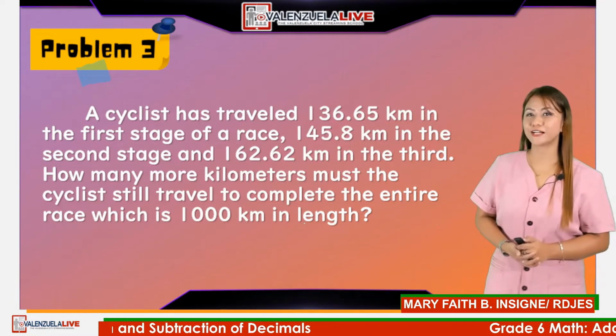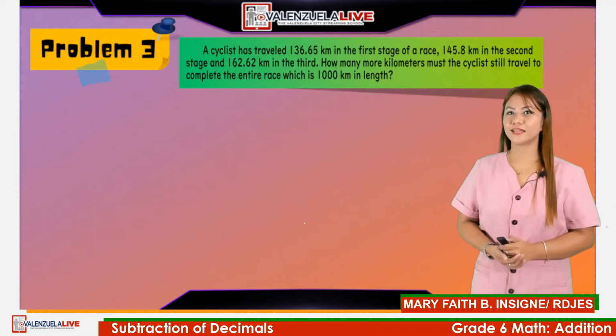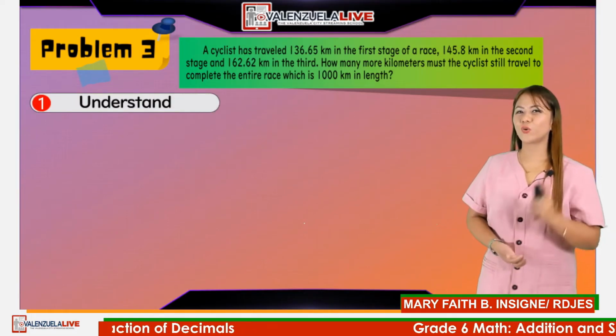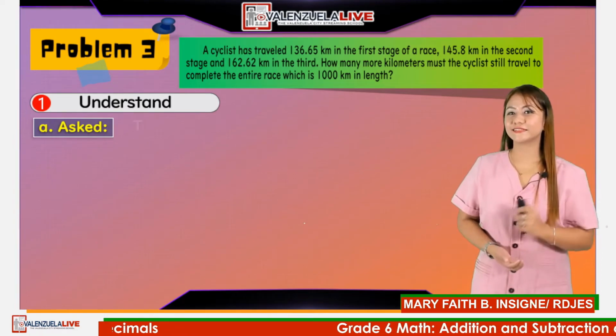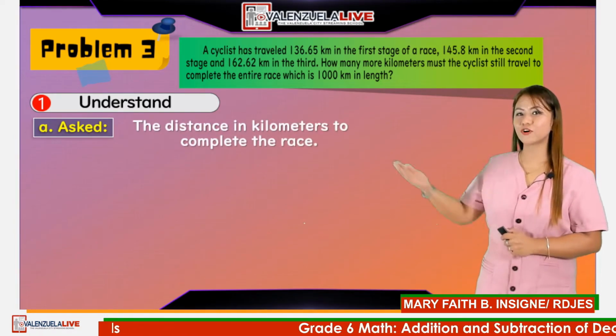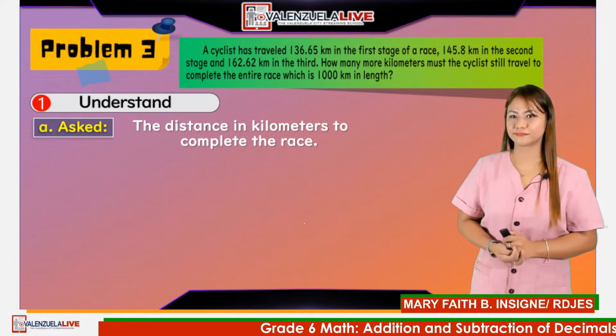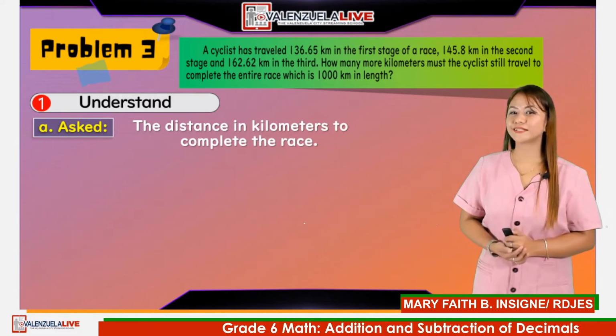Let us answer the following questions. Letter A. What is being asked in the problem? Great. The distance in kilometers to complete the race. Letter B. What are the given facts?